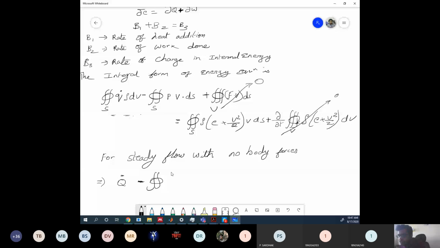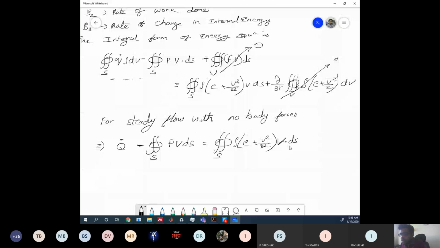minus the surface integral, this PVdS is there. Work done based on pressure, PVdS, is equal to the surface integral rho into E plus V square by 2 V dot dS. Okay, only these terms. Sorry, three.